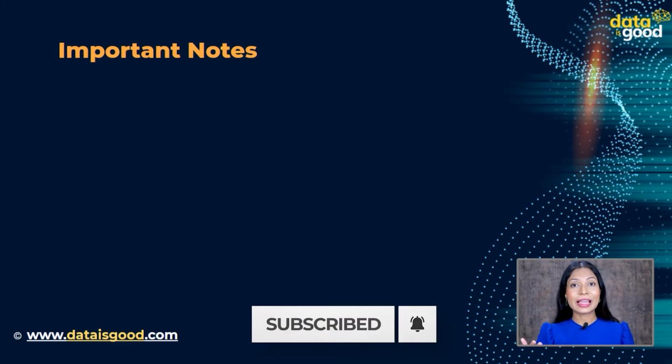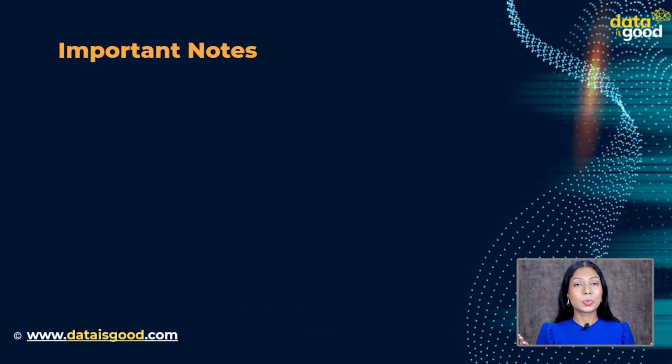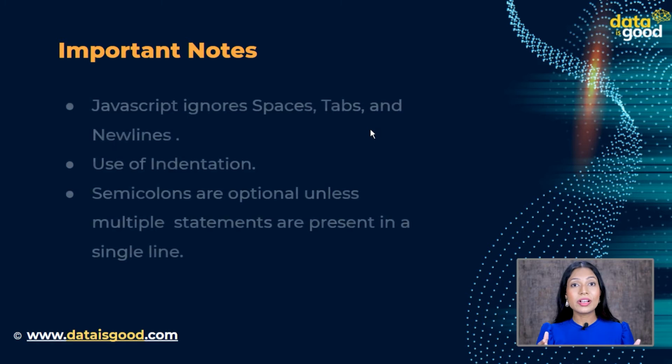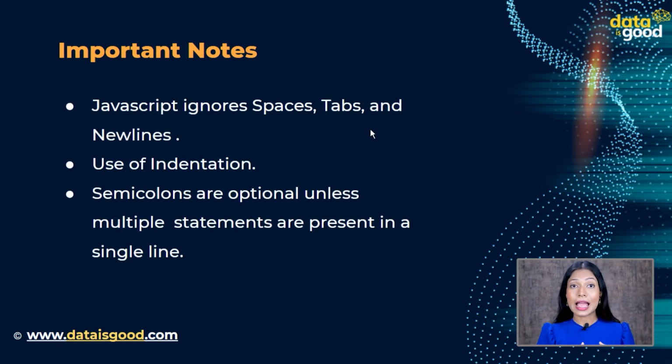So let us recap all the important points that we have to learn about JavaScript syntax. JavaScript ignores spaces, tabs, and new lines in a program. We can make use of indentation to make our program easier to read. Semicolons are optional when we are writing the statements in a new line, whereas if multiple statements are written in a single line, then it is important to use semicolons.